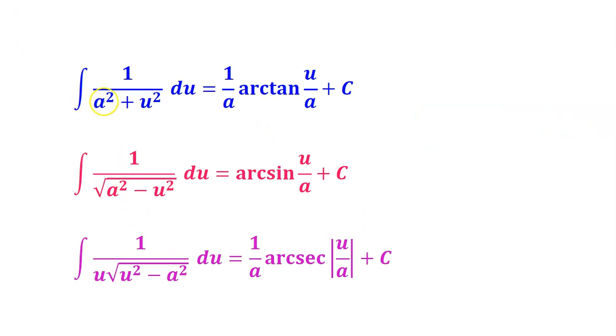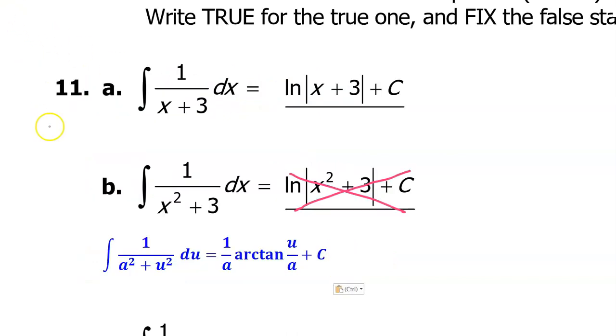Part B has no square root in it and there's a plus sign. So we know it's going to be the arctangent trig rule. No u substitution is required because we already have x squared and that matches up with the u squared. It doesn't matter that the order is reversed compared to the rule, because addition is commutative, so the order does not matter. If this was subtraction, the order would matter.